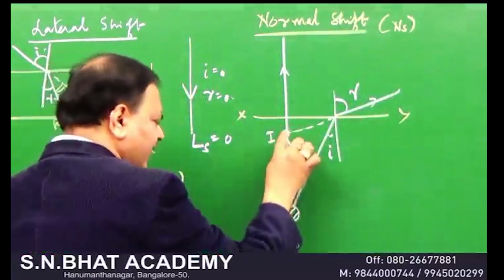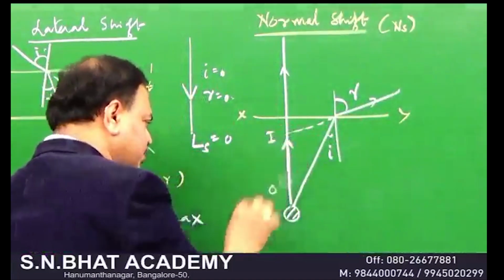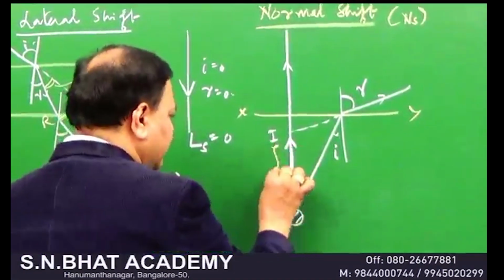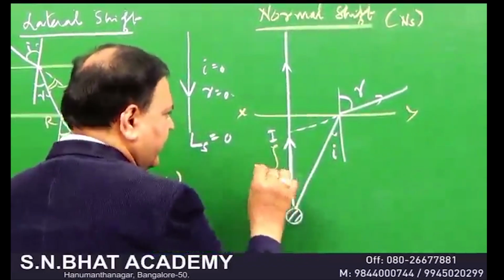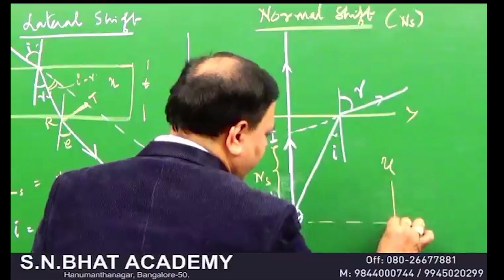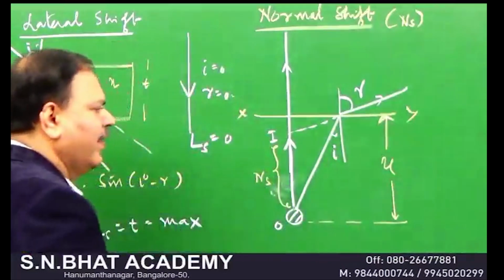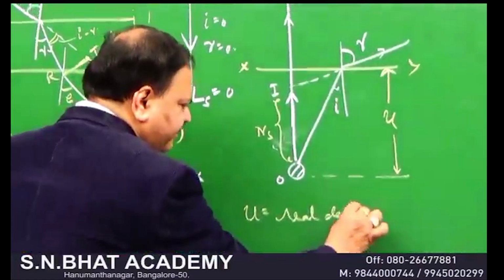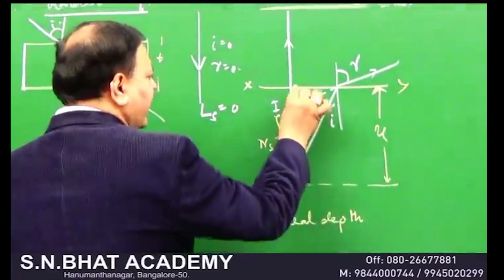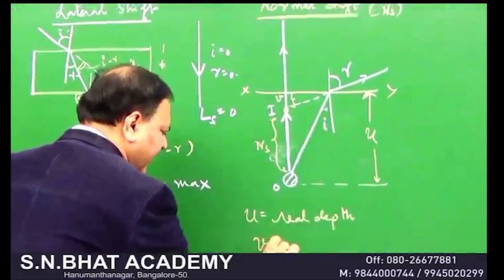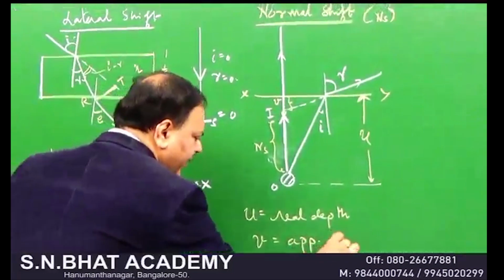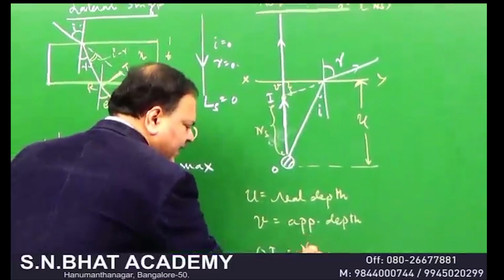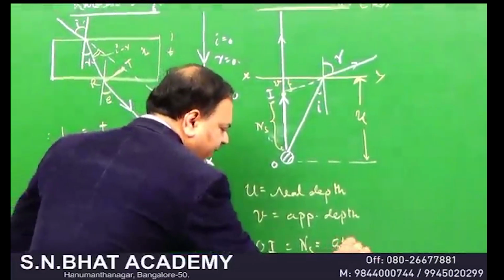Actually, the object in the water is here, but it appears to be here, and this distance we call a normal shift. This total distance from here to here is called the real depth. And therefore your u is equal to the real depth, that is, the depth of the water. And this particular distance we call v, that is called the apparent depth. Very important thing is your OI, which we call the normal shift.